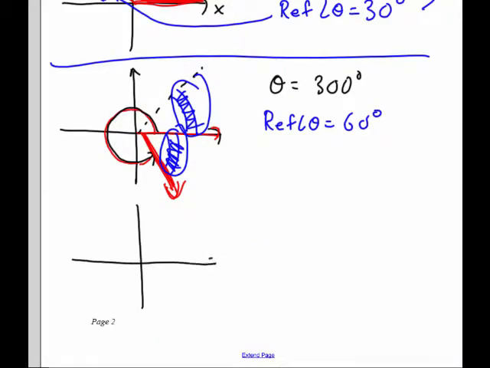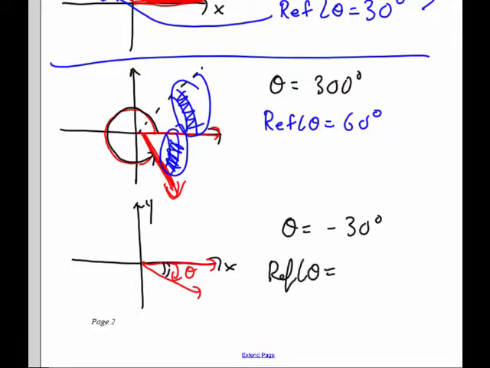One more example. Let's suppose I had a standard position angle of negative 30 degrees. So for a negatively measured angle, we measure clockwise, which would be approximately there. There's negative 30. My reference angle is between the terminal arm and the x-axis. And I could think of it as being referenced back to quadrant 1 there. But it's a positive measure. So the reference angle would be positive 30 degrees.